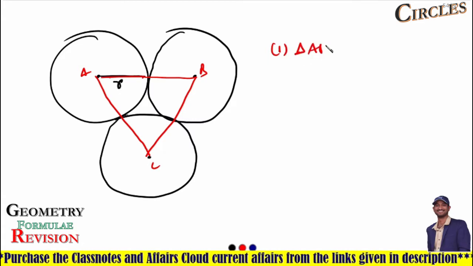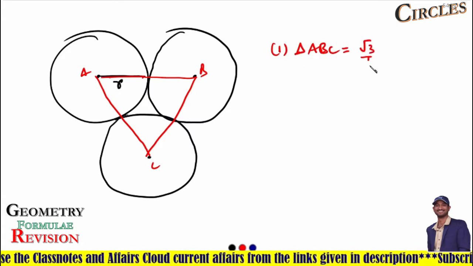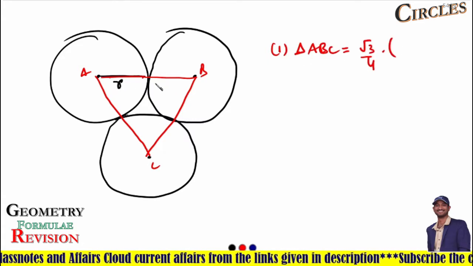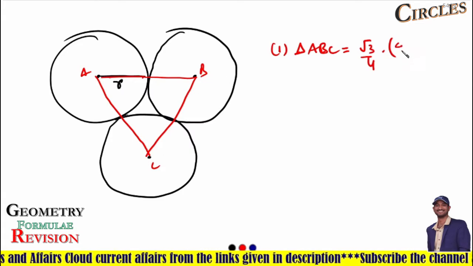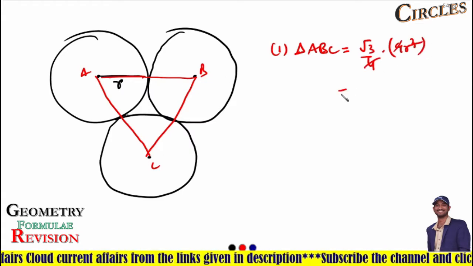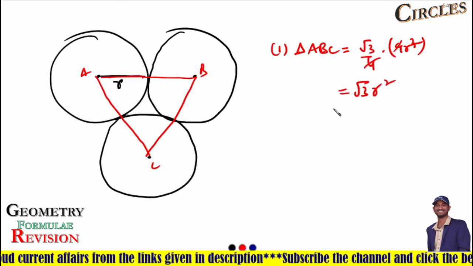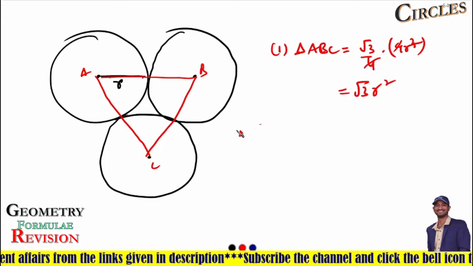So what is the area of triangle ABC? Root 3 by 4 into 2r is the side, yes, 2r whole square means 4r square. So root 3 r square is the area of the triangle ABC.